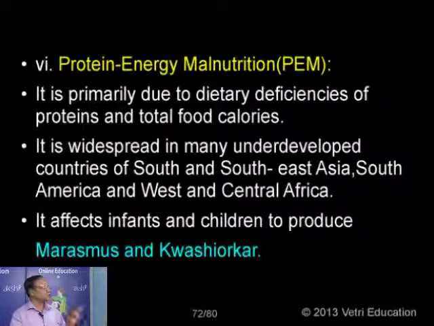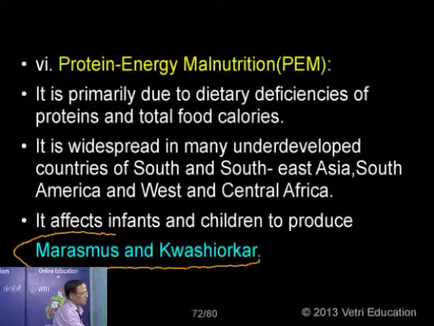There are two disorders because of this PEM, or protein energy malnutrition. One is called marasmus, another is called kwashiorkor. These are the two disorders particularly affecting children in almost all the countries of underdeveloped areas. The wealthier countries can tolerate it. The developing countries have some such disorders in the case of infants.